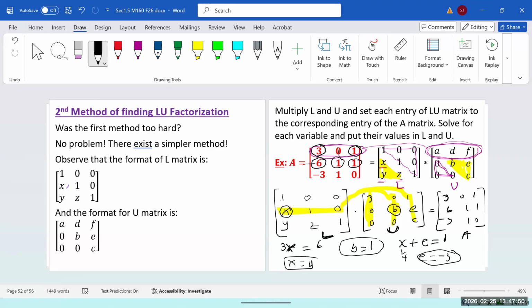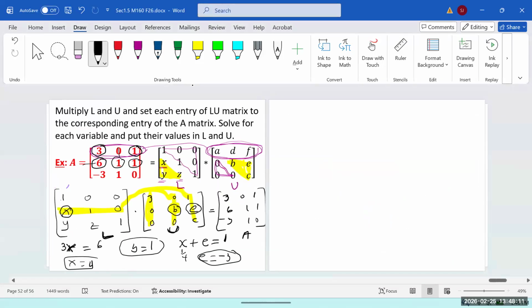So we found one unknown in the lower matrix, X, and we already found 2 unknowns in the upper matrix, U. That means now we need to know 2 unknowns in the lower matrix, Y and Z, and 1 unknown, C, in the upper matrix. No problem. So let's go to our third row.